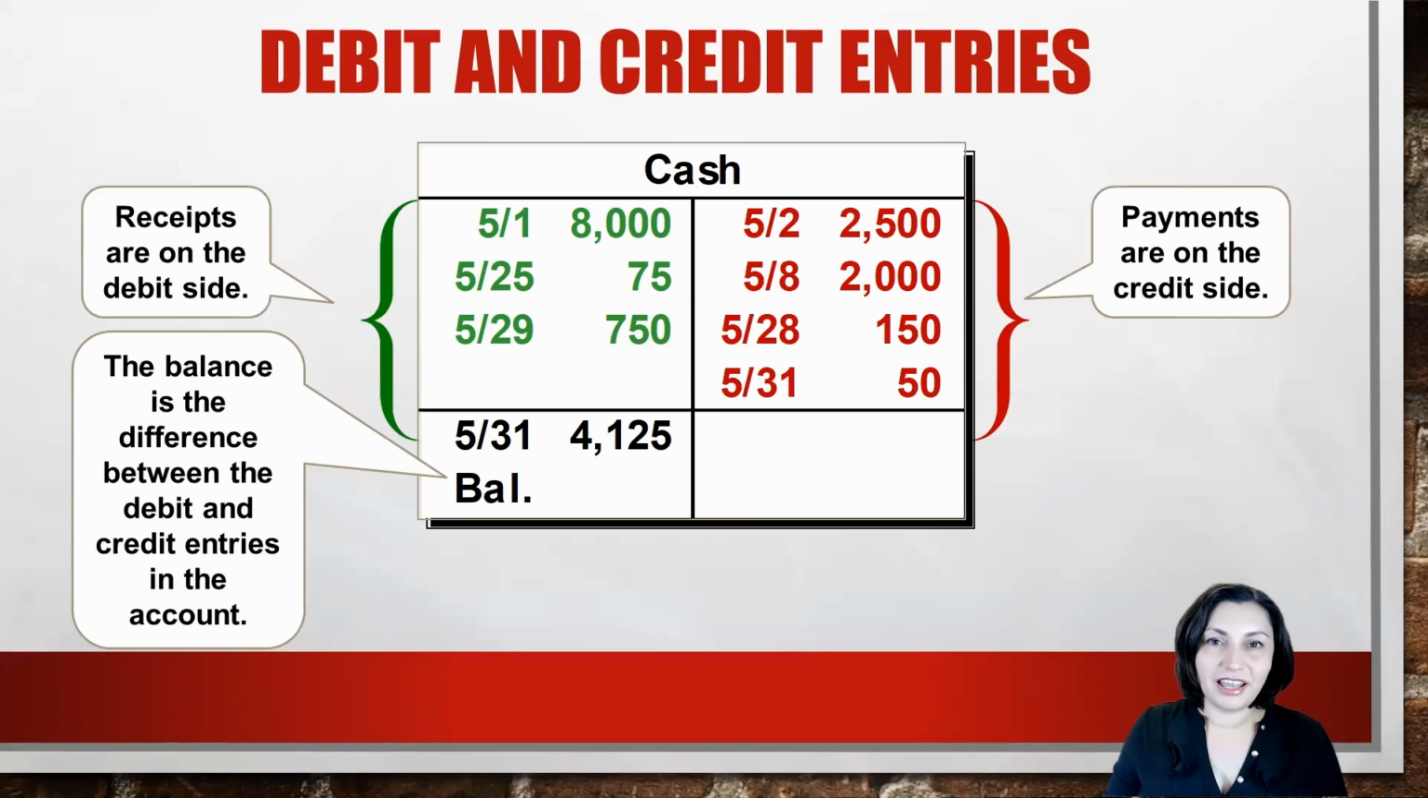Here are the dates and amounts of transactions that impacted the cash account in the examples that we are going to cover today. Since cash is an asset account, it is increased by debit and decreased by credit. In the T account on the screen, all cash receipts are increases and are placed on the debit or left side of the ledger account. And all cash payments are decreases and are placed on the right side.